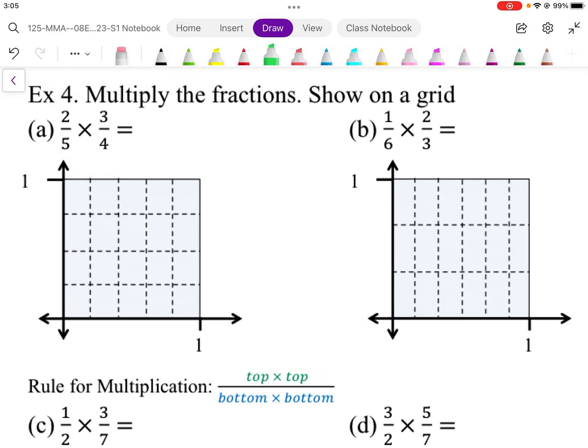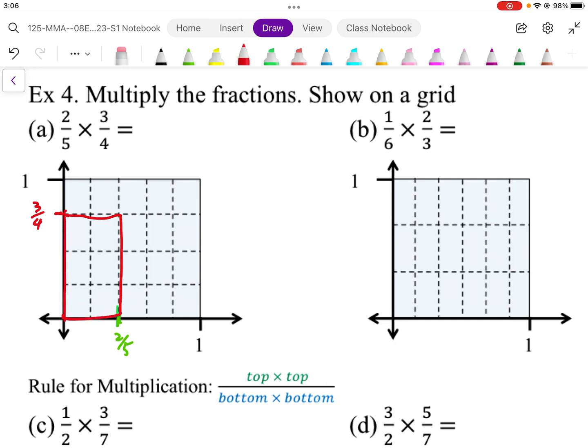Multiplication we can show on a grid, and we can show that we get top times top and bottom times bottom. So if I show my 2/5 fraction along the horizontal, my 2/5 is right there. And I can show the 3/4 fraction here, and I know that the area I need to work out is going to be this rectangular area here. So length times width.